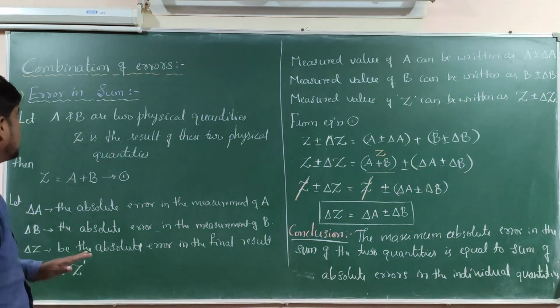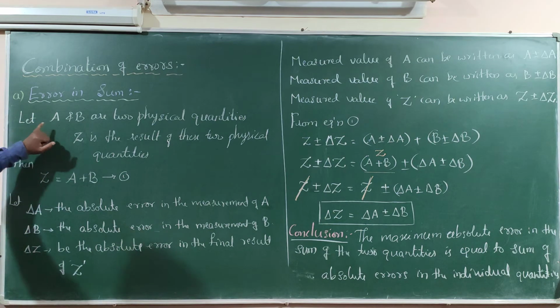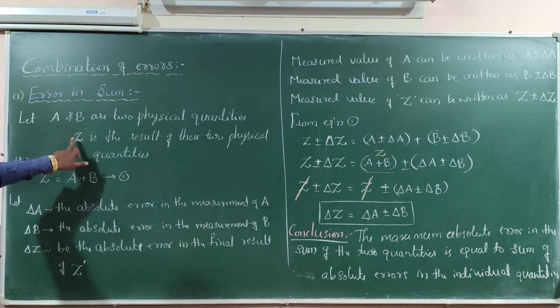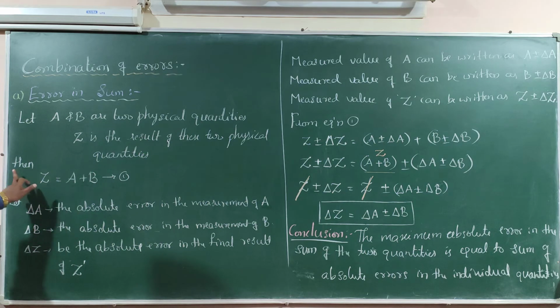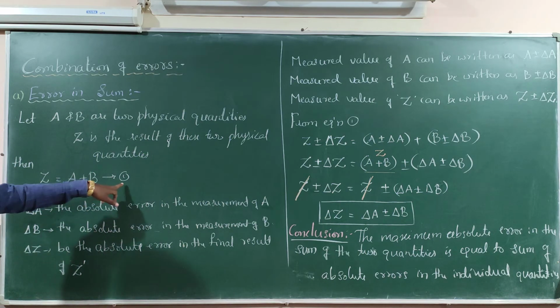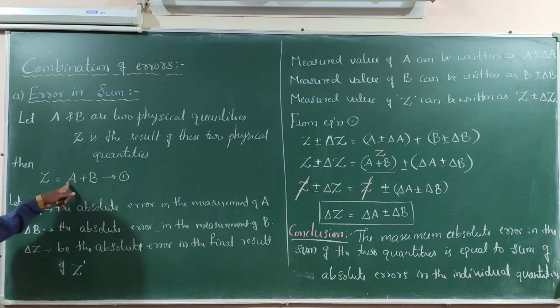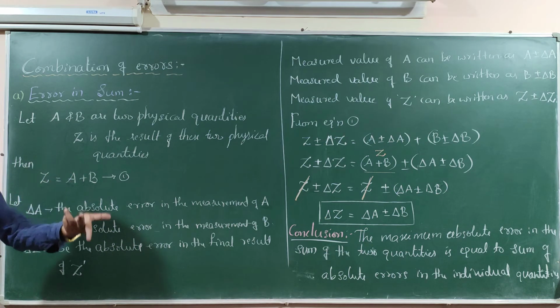Look at this, what I have explained here. Once again, taking a view: let A and B be the two physical quantities. Z is the result of these two physical quantities. Then I can write Z equals A plus B, say equation number 1. Actually, I want to measure A, but what happened here? A changes to A plus or minus delta A.